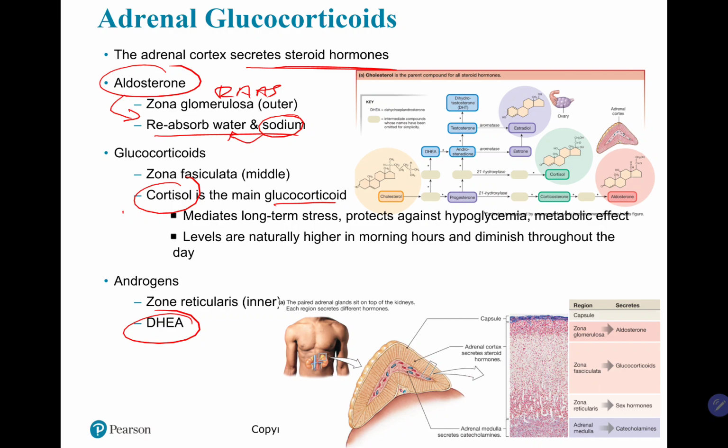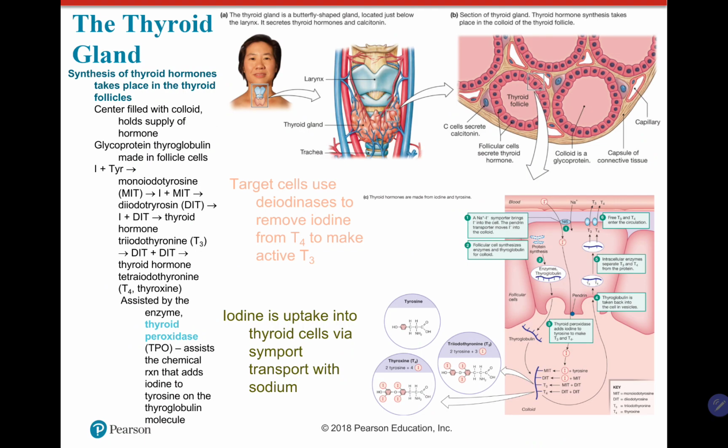It mediates, remember, cortisol mediates long-term stresses. It protects you against hypoglycemia, okay? Levels are naturally going to be higher in the morning, right? And diminish throughout the day, right? Cortisol is going to be high in the morning to deal with the stresses of the day, okay? And then those androgens, right? For example, DHEA or testosterone, things like that, those are going to be released by the zona reticularis. Again, these are steroid-based hormones. These are lipid-based hormones that can go easily through the cell membrane.